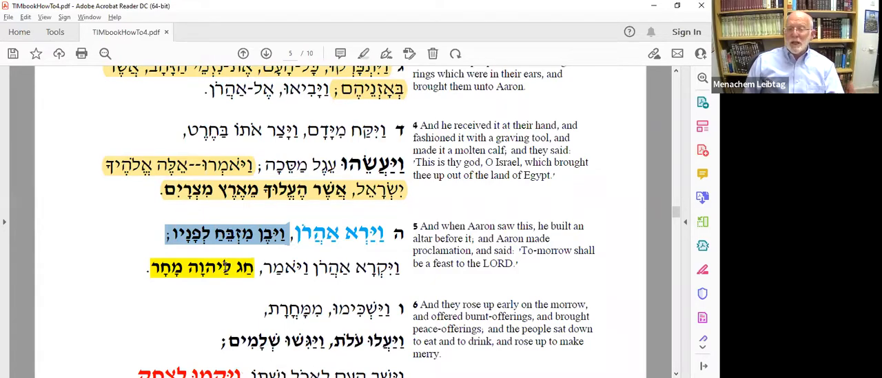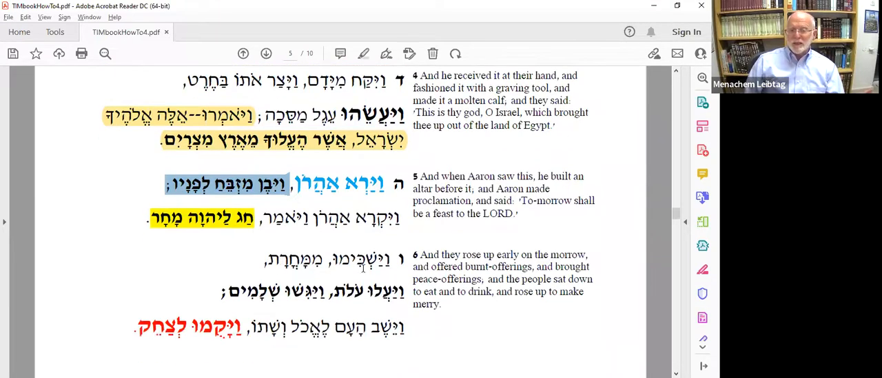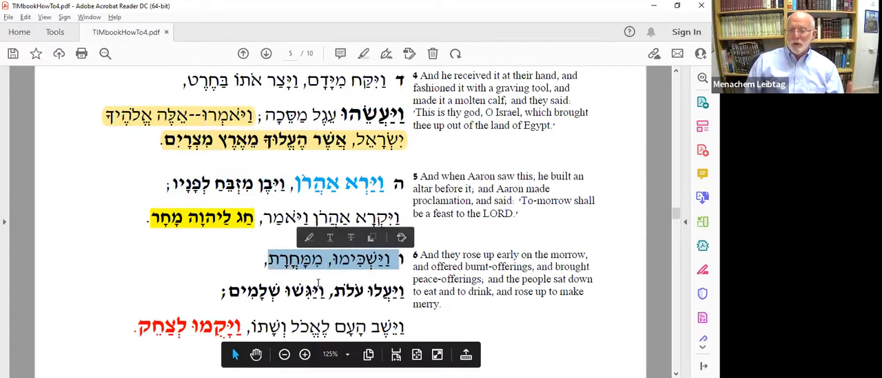But to clarify to the people that this Egel is representing God, who took them out of Egypt, who's going to bring them to Israel, he's going to have a national celebration, just like Har Sinai, and build an altar in front of it and declare this will be a celebration for God. And just like at Har Sinai, they get up in the morning, they bring olot and shlamim, remember? And the people sit down to eat and drink. He had all these words before.